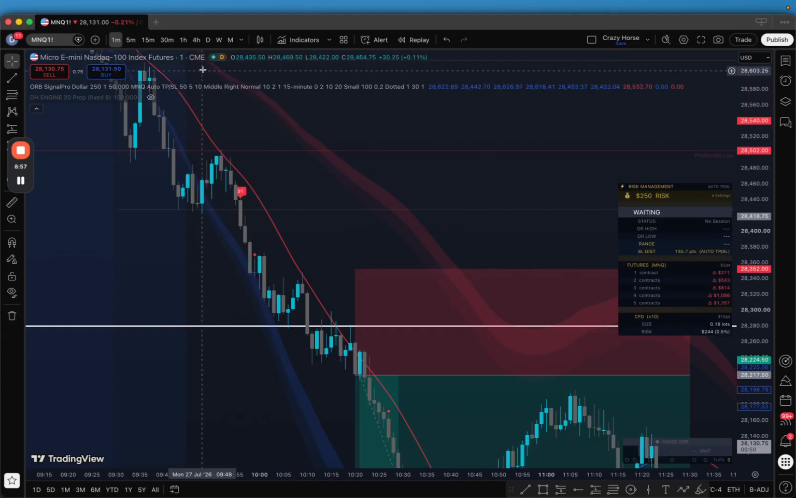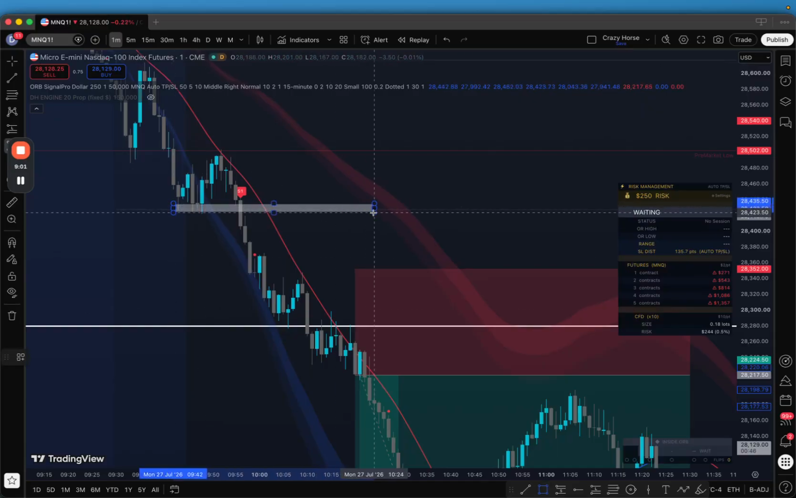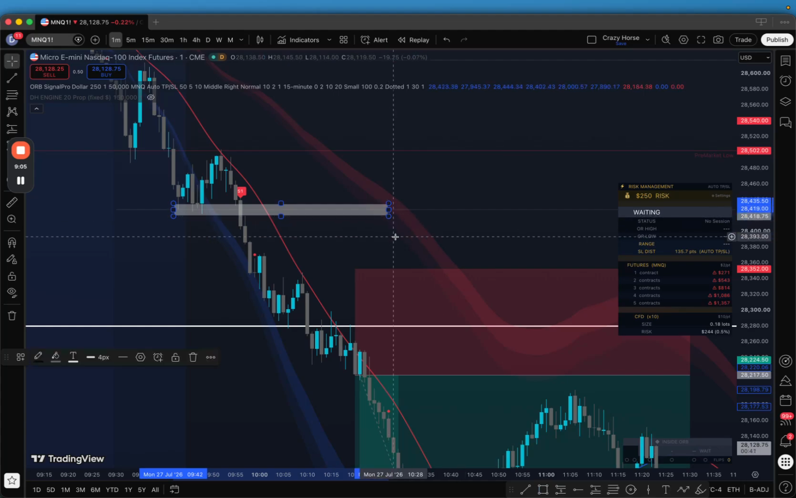So on my 1 minute, I had a shelf right through here that I wanted to do something with, and I actually included that little wick right there. So I was really hoping that we would pull back up to here and sell off, and we didn't. We kind of pulled up a little bit, and then we sold off again. Then we kind of chopped, and then we sold off again.